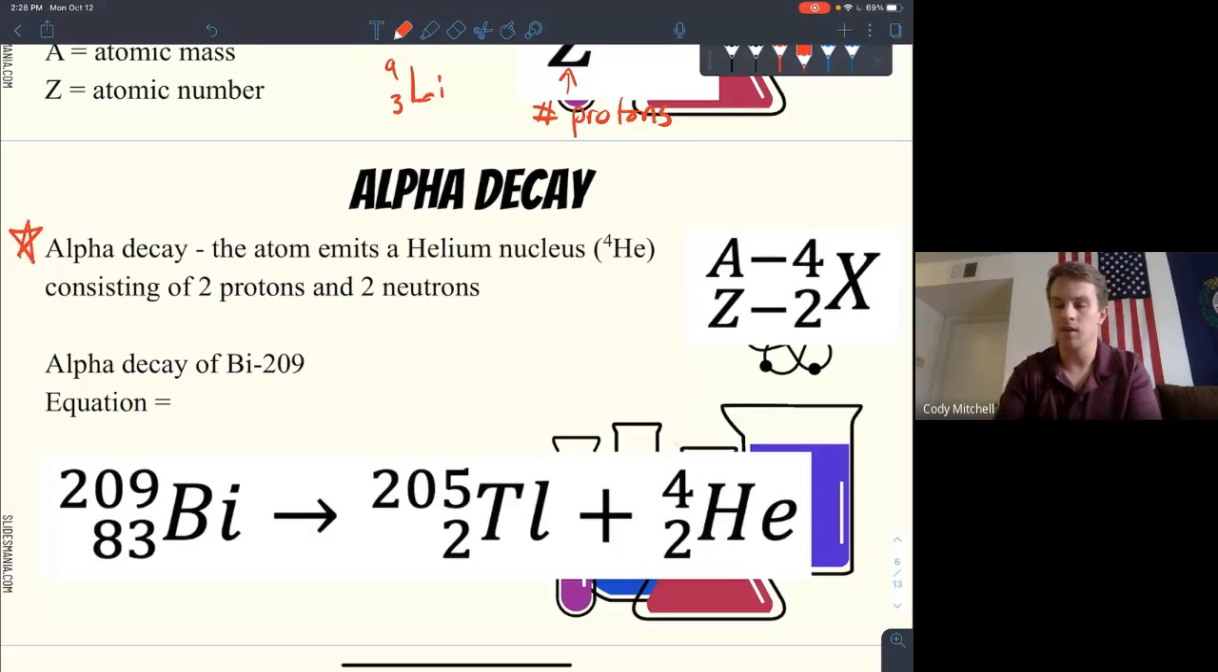Alpha decay occurs when the atom breaks apart and emits a helium nucleus, and a helium nucleus is 2 protons and 2 neutrons. So let's say I've got this atom, Bi-209. This is an isotope of bismuth. It's got 209 protons and neutrons in the nucleus, and it's got 83 protons.